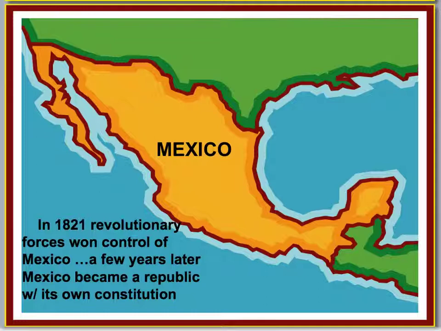Now, this idea of independence begins to spread, and revolutionary forces begin to take control, and they win control of Mexico, and Mexico wins its independence from Spain. And Mexico kind of models itself after the United States, and it becomes a republic with its own constitution. This happens in 1821. So now Mexico has won its independence from Spain.